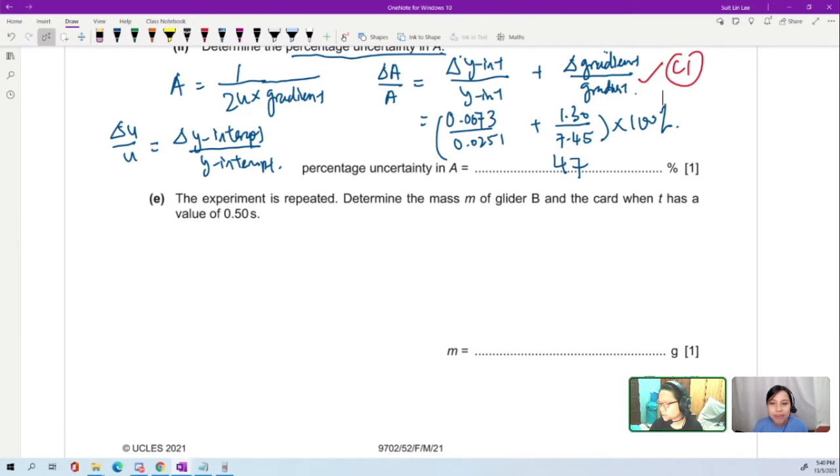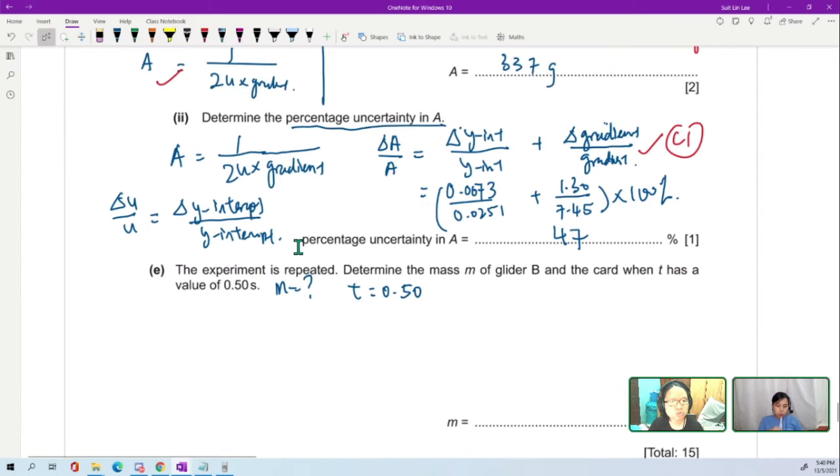Okay, last part. We repeat the experiment. In the last part, usually they will ask you to calculate something. You already know all this stuff that you just found, hopefully. Now you have to use those to calculate. So you list what information they gave you. You want to find M. T is 0.50. Do we use the equation?